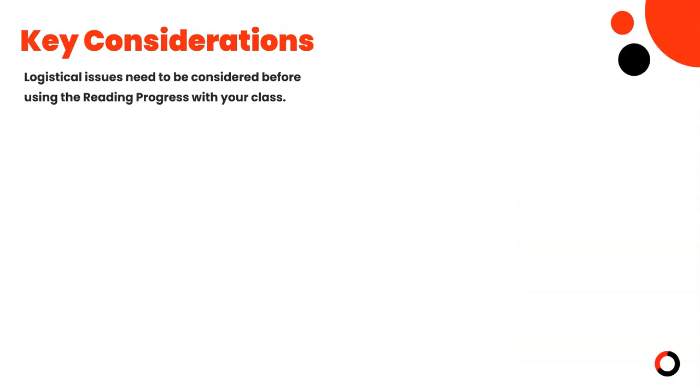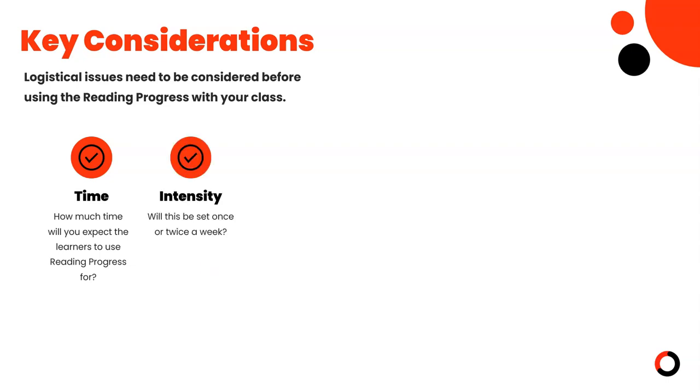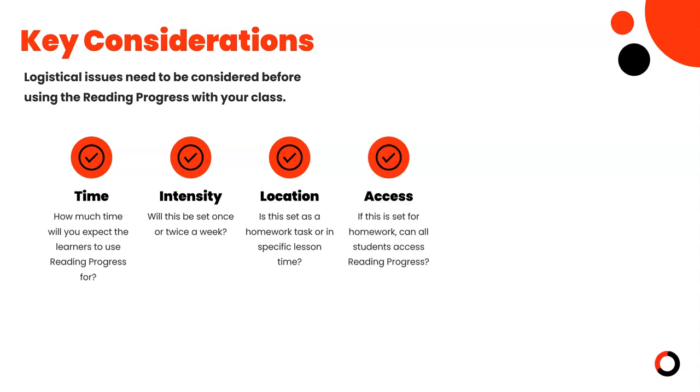So key considerations. When looking at implementing Reading Progress, it's important to consider key things such as the time. For example, how much will you expect the learners to use Reading Progress for? Intensity, will this be set once or twice a week? Location, is this set as a homework or is it set in a specific lesson time? If it is set for homework, can all students access Reading Progress, or are additional facilities in school available for them to access this?